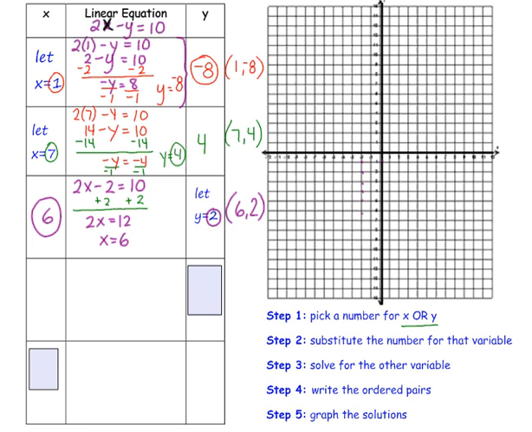Next, we'll let y equal 3. Pause the video and find the x value. And also find the y value when x equals 9. Pause the video and resume when you are ready to check your work.